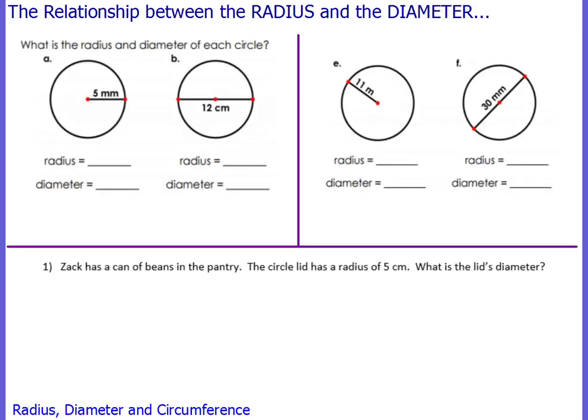Okay, let's try some. I'm actually going to go ahead and write this on my paper. The radius is going to be the diameter divided by 2, and the diameter, d, is going to be 2 times the radius.